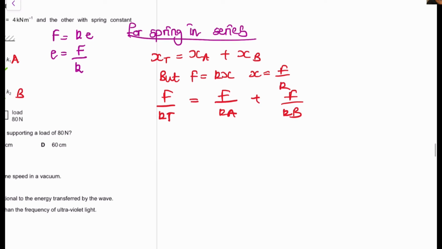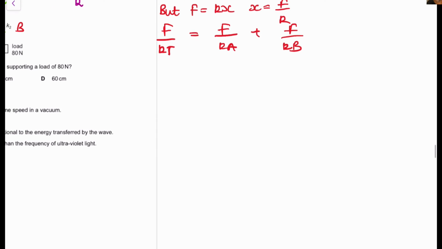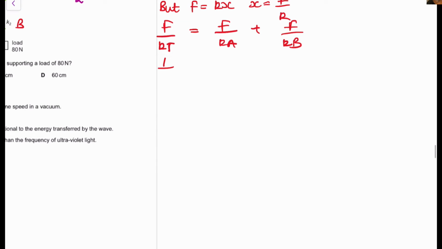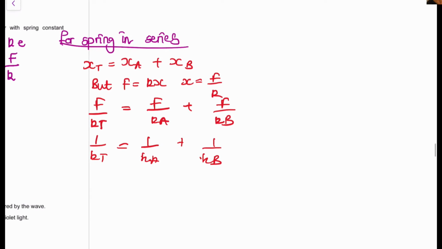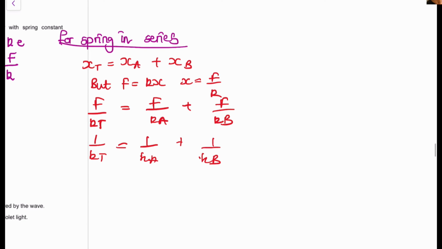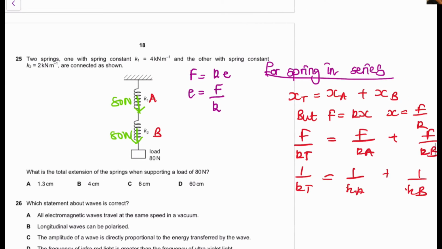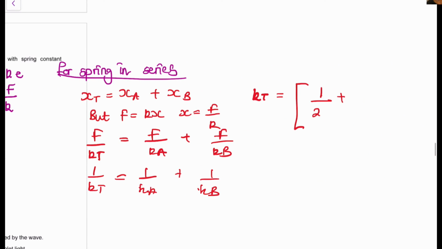So if we factor out F, we'll be left with 1 over Kt being equivalent to 1 over Ka plus 1 over Kb. So the value of our total K will be equivalent to, in this case, we have 2 and 4, so it's going to be 1 over 2 plus 1 over 4 to the power of -1, because 1 over K is to the power of -1, and you cross to the other side, it becomes a -1.